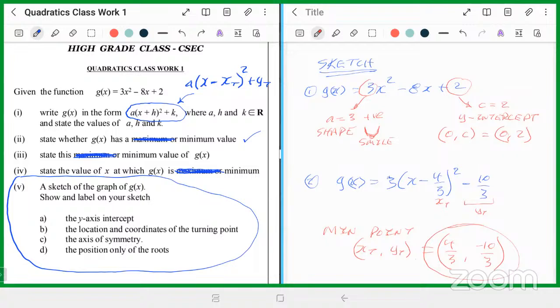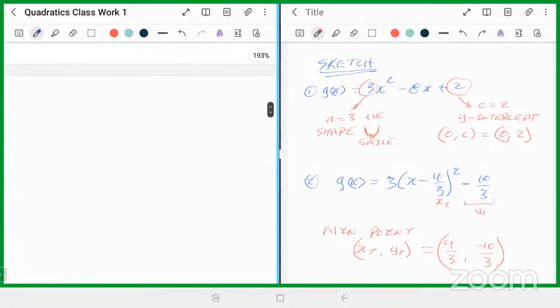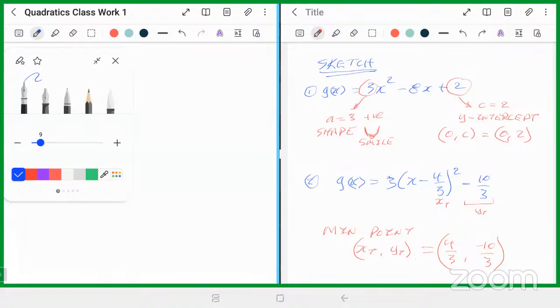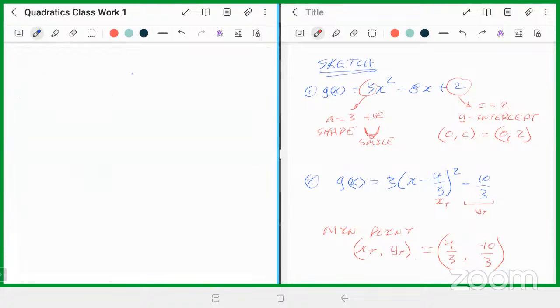All right, so let's put it all together now and do a sketch. I'm going to put the sketch on the right side of the screen. Let's put it over here. So I'm going to put in my y-axis and my x-axis. This is a sketch. It's not going to be to scale.